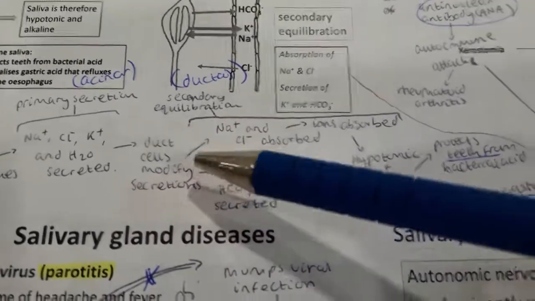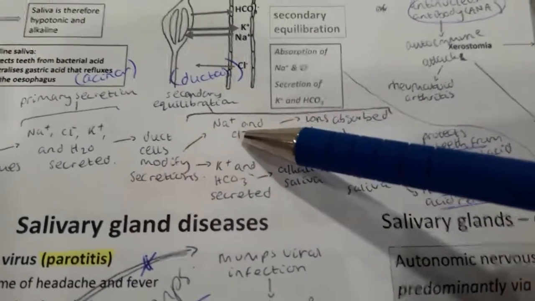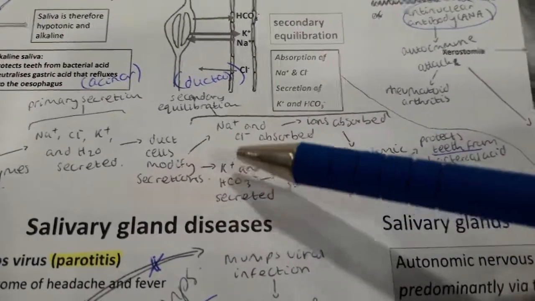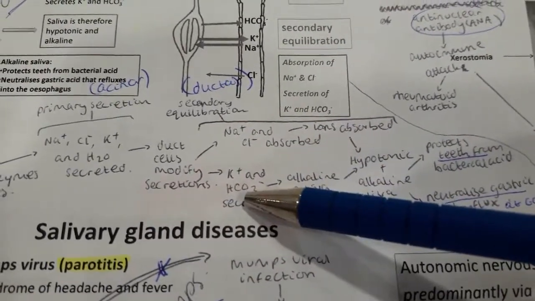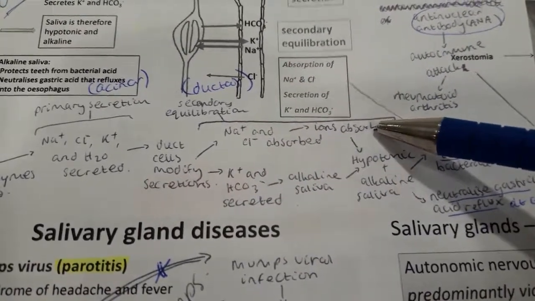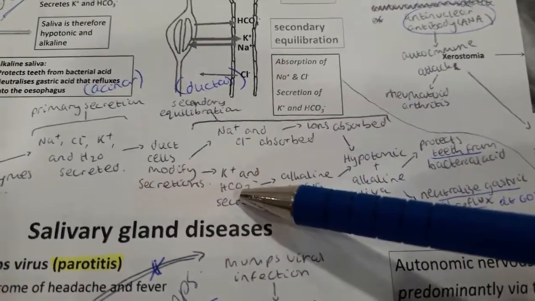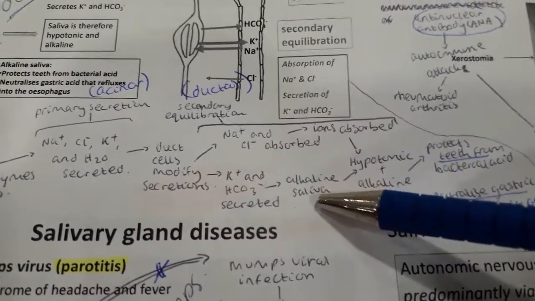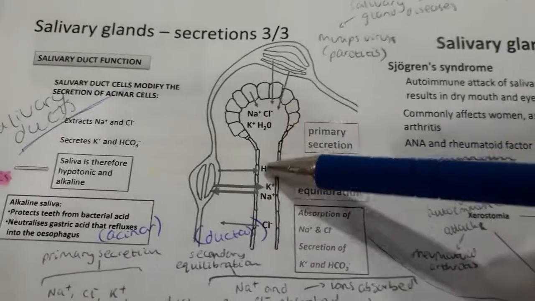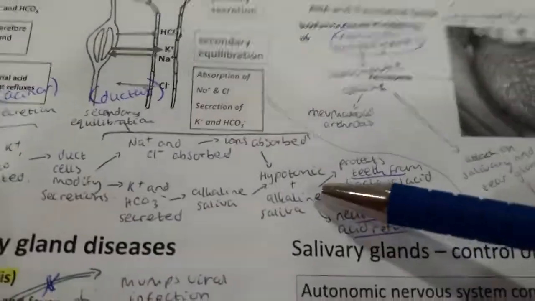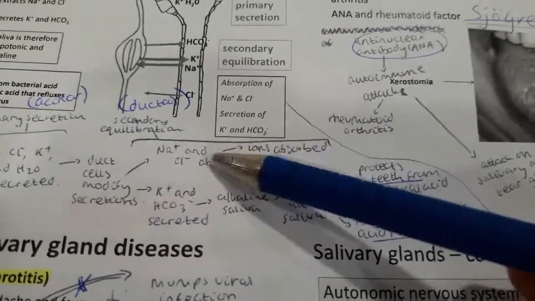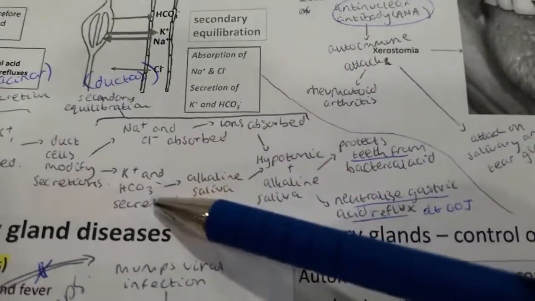Well, what do they do? The duct cells absorb sodium and chloride, and they secrete potassium and bicarbonate. So if you absorb sodium and chloride, you're going to absorb ions, and if you secrete potassium and bicarbonate, you're going to have alkaline saliva. So the overall result of this modification as it passes through the duct is that the saliva becomes hypotonic, meaning fewer ions because you've absorbed them, and alkaline because you've secreted the bicarbonate.